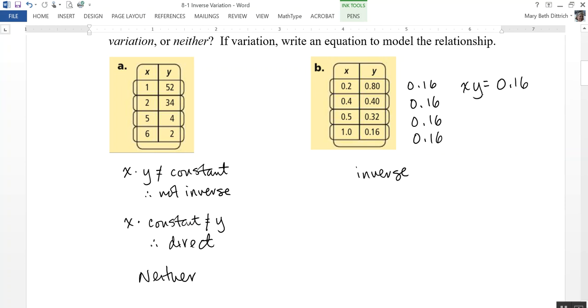And my formula, I actually kind of like to have it solve for y. So we'll divide each side by x. So the equation that models that relationship is y equals 0.16 over x.